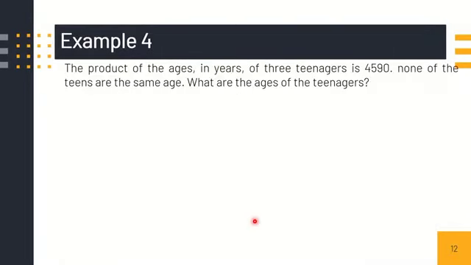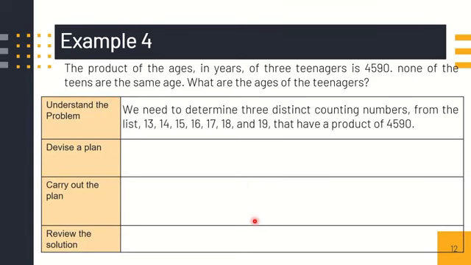Another example: the product of the ages in years of 3 teenagers is 4,590. None of the teens are the same age. What are the ages of the teenagers? First, we need to understand the problem. We need to determine 3 distinct counting numbers from the list. When you say distinct, that will be from 13, 14, 15, 16, 17. That will be our given ages of the teenagers.